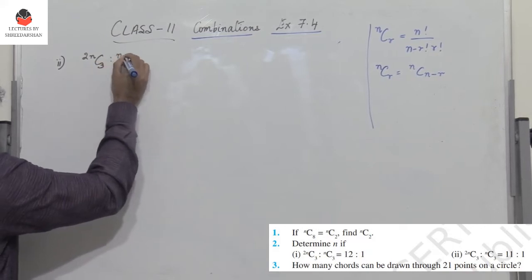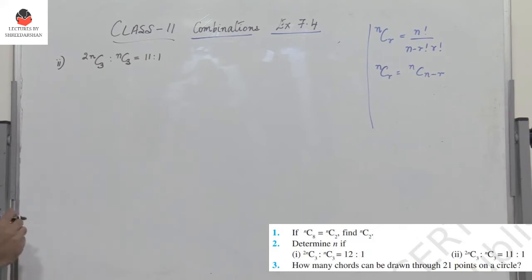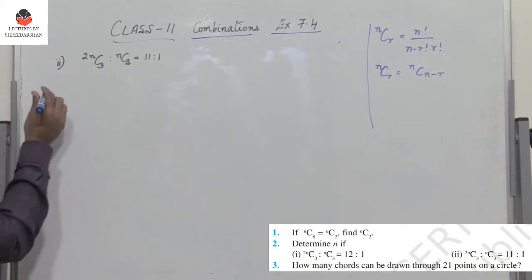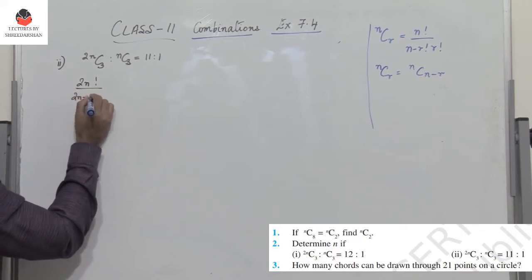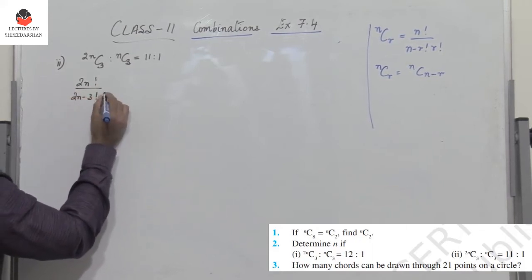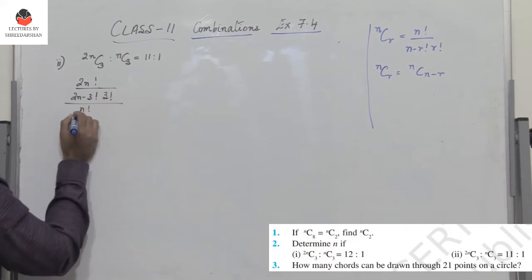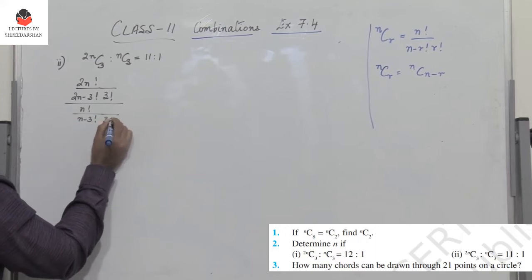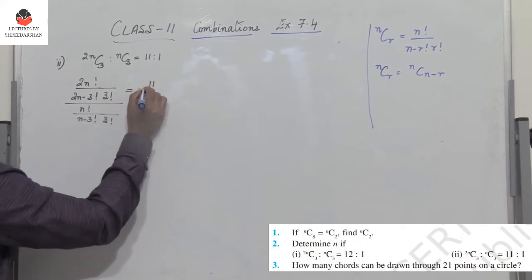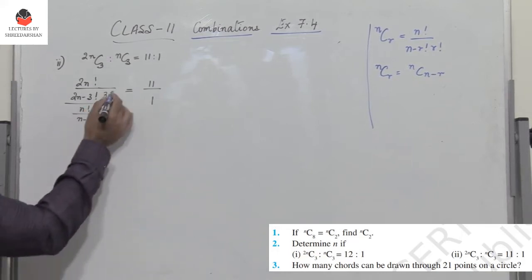2nC3 is to nC3 equals 11 is to 1. So again, use the formula. 2nC3 is 2n factorial divided by (2n minus 3) factorial into 3 factorial, divided by n factorial divided by (n minus 3) factorial into 3 factorial, and this is equal to 11 by 1. So here I can cancel 3 factorial.